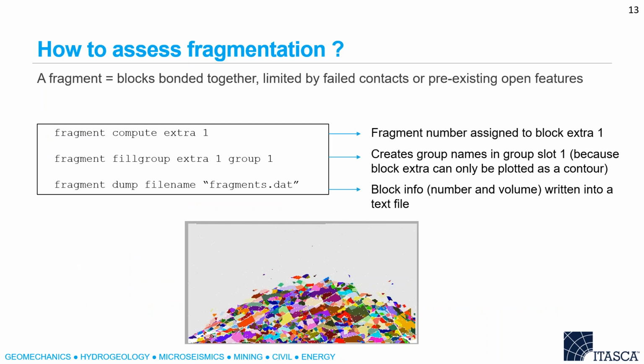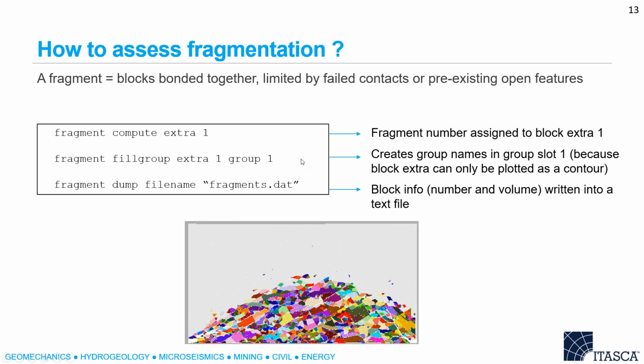When we apply some perturbation to our model, we can have the formation of fragments. So what is a fragment? It is an association of blocks bonded together and separated from the rest by failed contacts, either failed contacts or open features. I mean by this pre-existing cohesionless joints. So fragments can be computed by those simple commands.